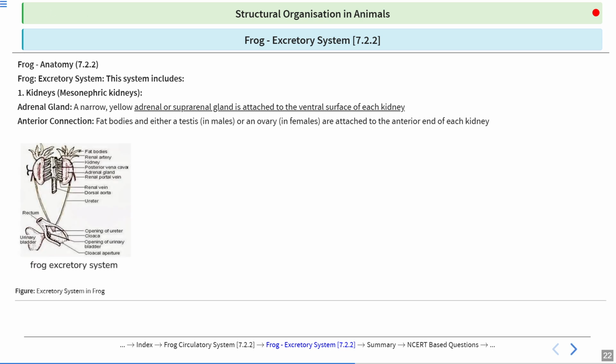Here you can see this is the fat body, and from that side, if it is a male frog, then there will be attachment of the testis, and if it is a female, then what will be attached? Ovary, right? Here you can see the adrenal gland is attached here. Adrenal gland.